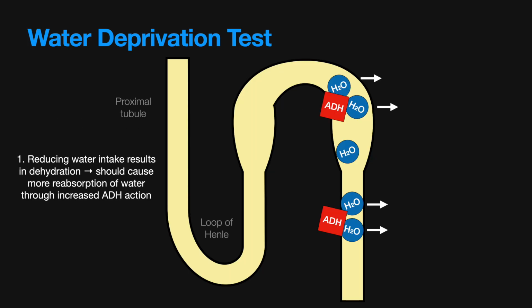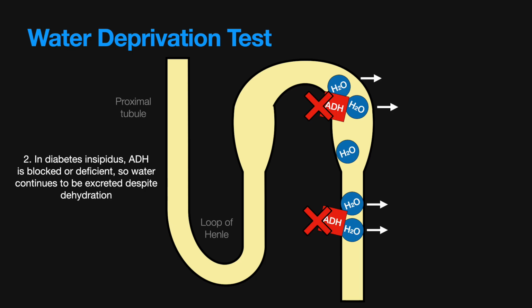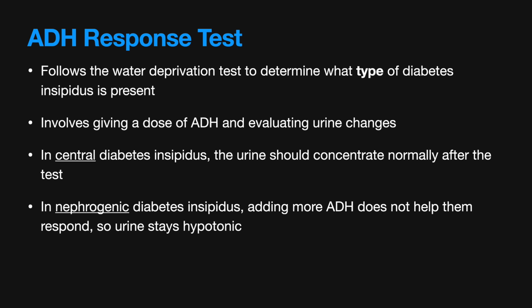So for this test, we're going to induce dehydration by reducing the animal's water intake. This should cause more reabsorption of water in the kidneys through increased ADH action. In diabetes insipidus, because ADH is either blocked from binding to receptors or is deficient, water continues to be excreted despite the animal's dehydration. The ADH response test often follows the water deprivation test, and it helps to determine what type of diabetes insipidus is present.